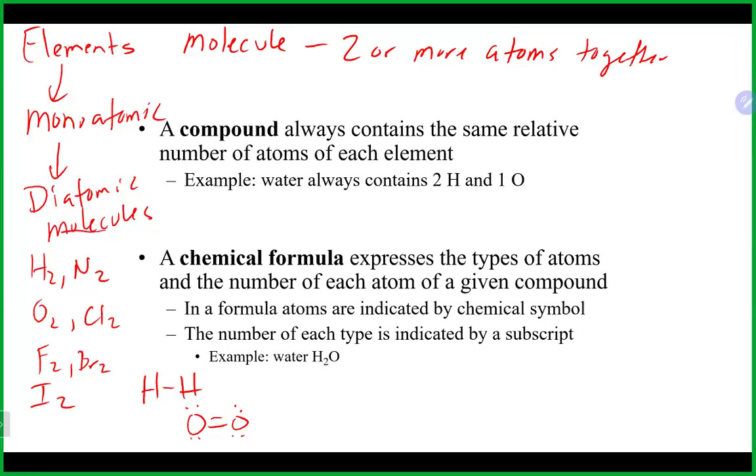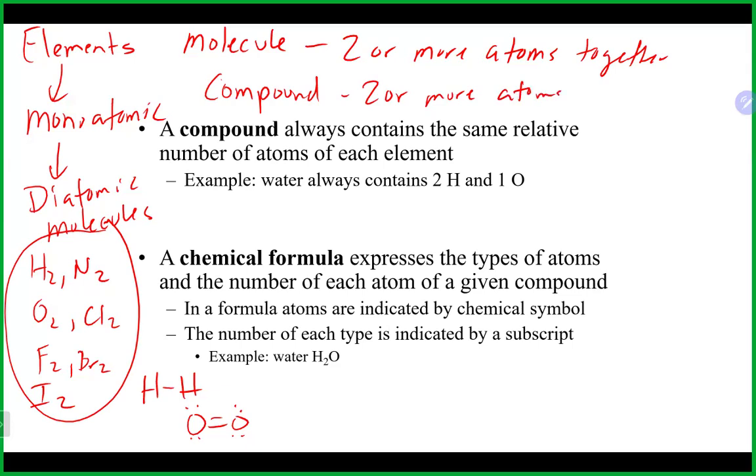Now, each of these things here are elements, and they're also molecules because they meet the definition of a molecule, which is simply 2 or more atoms together. That is different than a compound. A compound, again, is 2 or more atoms of different elements. So in order for it to be a compound, you need that additional restriction, which means that there are at least 2 or more different elements involved.